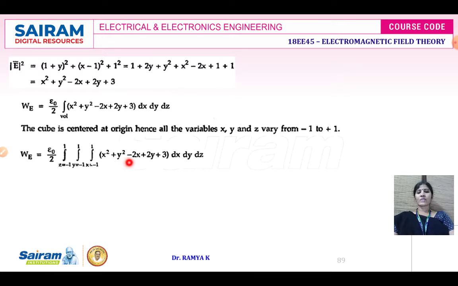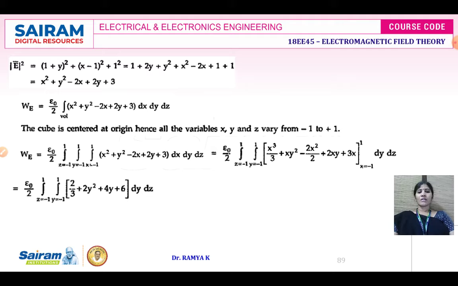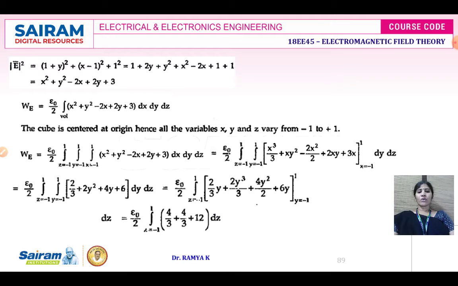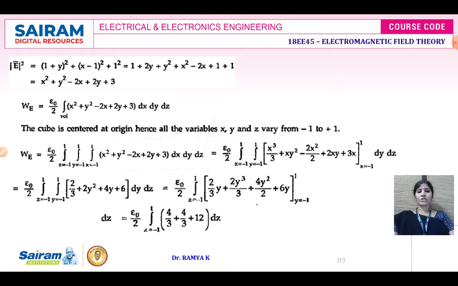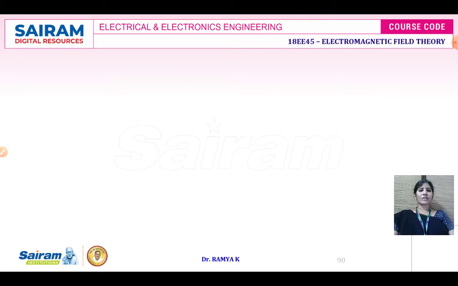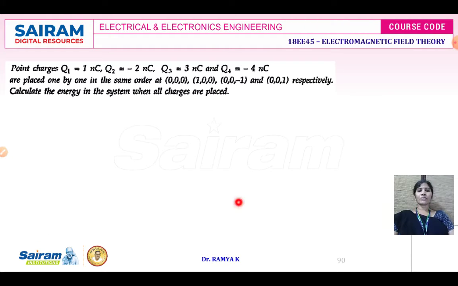With respect to x, y, z, we need to integrate this. After integrating, substituting and simplifying the equation, we get the value of the electrostatic energy stored, WE, as 0.12985 nanojoules.